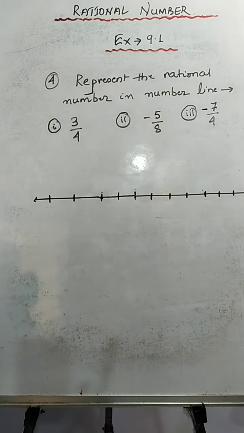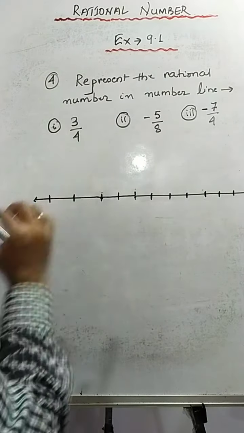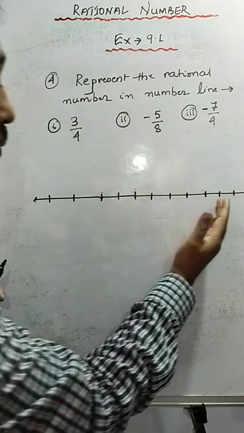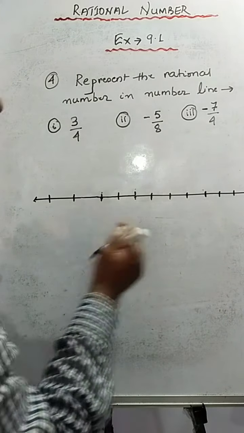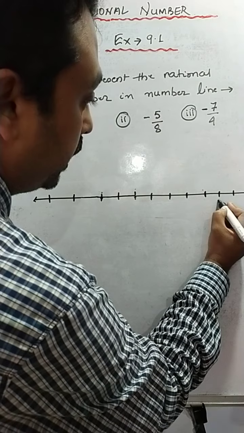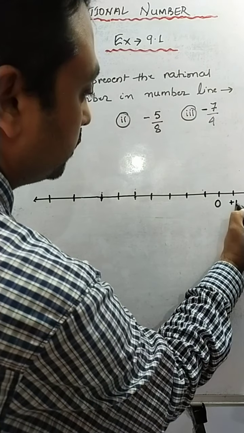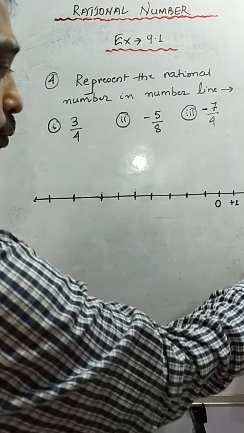Now question number 2, we have minus 5 by 8. So it is a negative number. So a negative number would be on the left hand side of the 0. So now this time our main focus would be on the left hand side. So we'll write 0 here, and we'll write plus 1 here, because we have nothing to do with the positive side now.